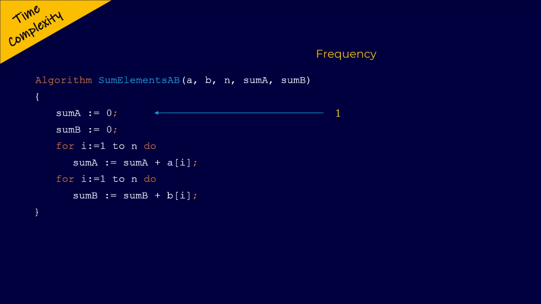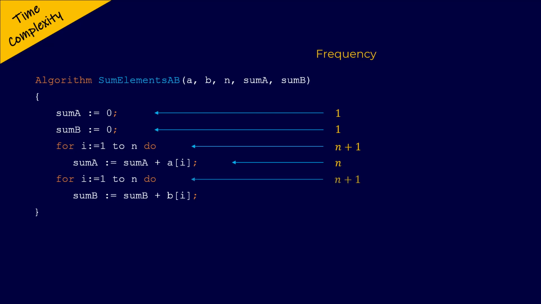The first statement is variable sum A is assigned value 0, which is an assignment statement, and executes once, so it will take unit time to compute. Then the second statement is variable sum B is assigned value 0, which is also an assignment statement and executes once, so it will take unit time to compute. Then we have the for loop for i 1 to n. This will execute for n plus 1 times, and the statement inside this for loop to compute the sum of elements of array A will execute for n times.